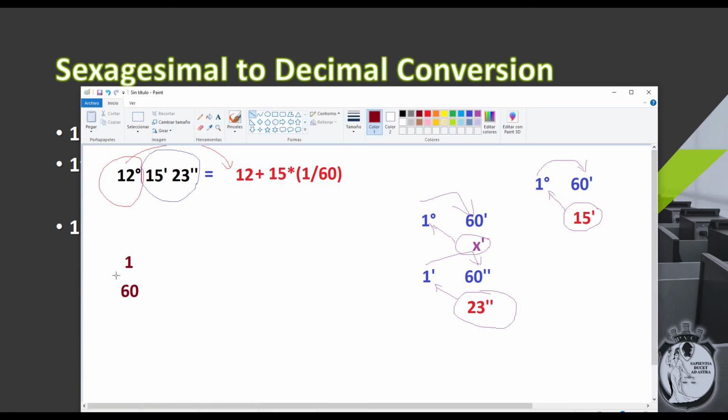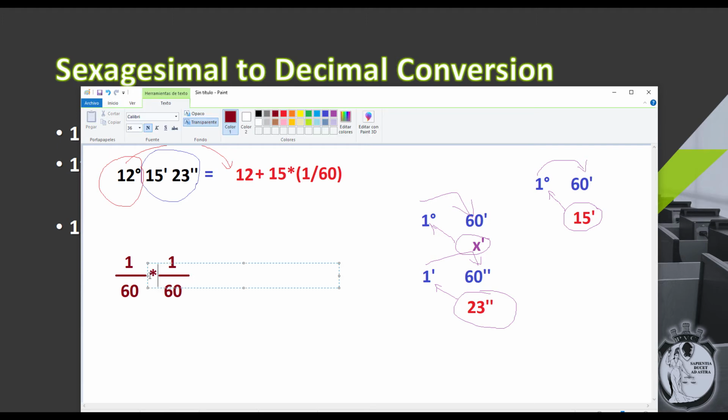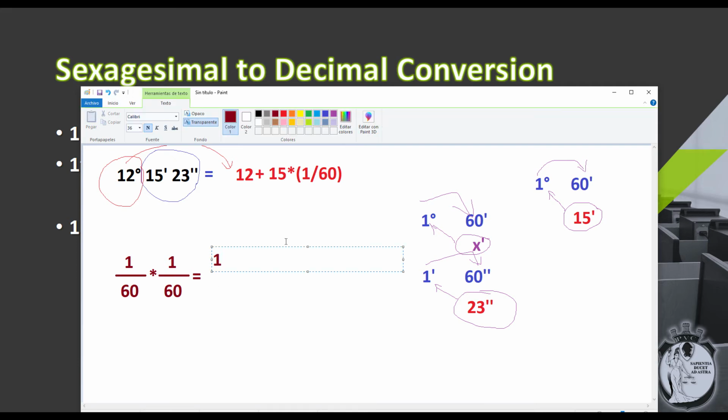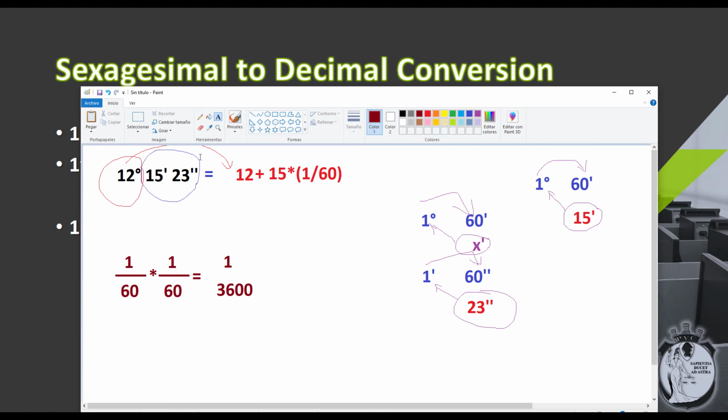Yeah, a fraction. So you need to multiply 2 times that. Yeah, so it's a fraction multiplication. 1 times 1 times 1, it's 1. 60 times 60. Yeah, so this is the result.